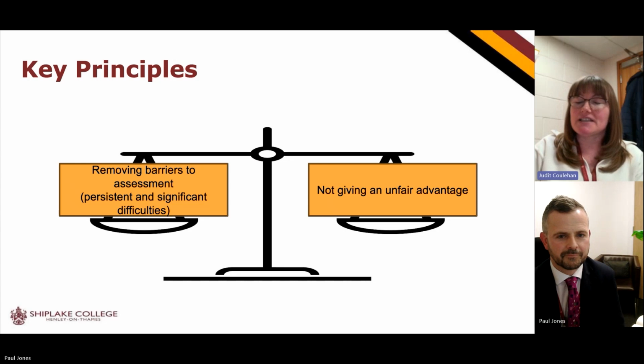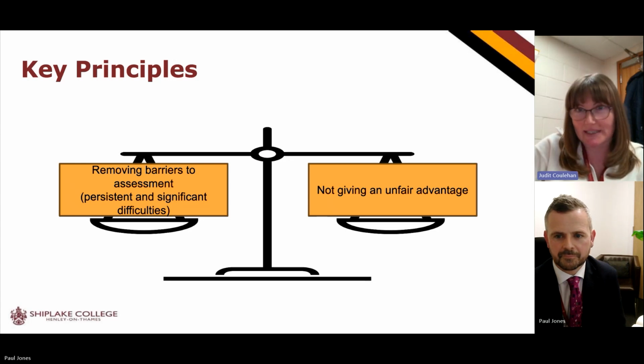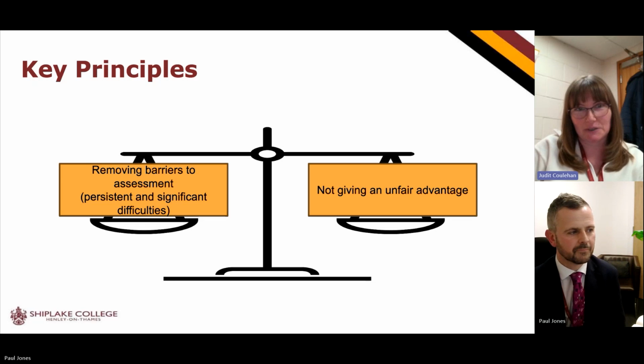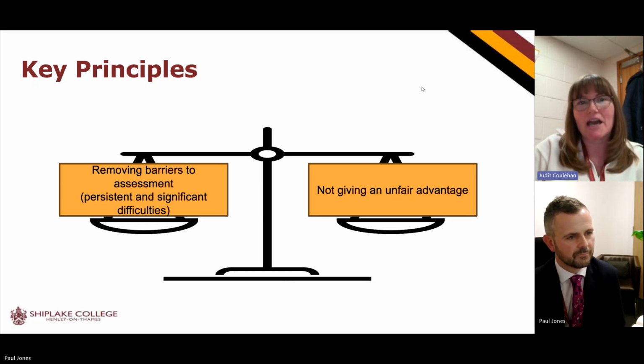The guidance actually states that they are to remove barriers to assessment for students with a disability. Now, that disability can be a special educational need, like having a diagnosis of dyslexia, but it could also be a physical disability. The regulations constantly refer to persistent and significant difficulties. These are two key words, very, very important.